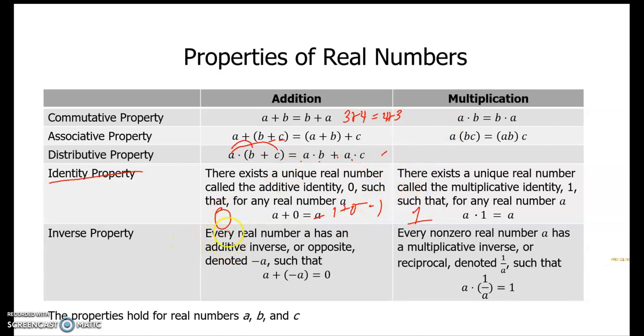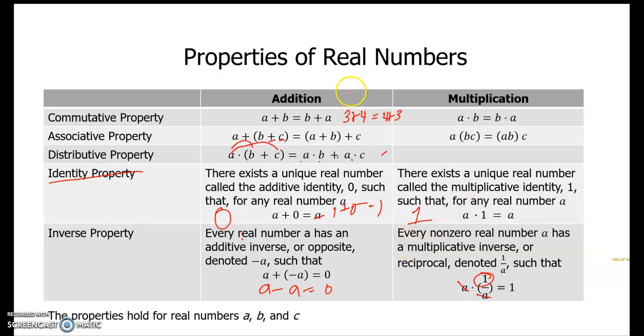And inverse property, every real number has an additive inverse or opposite, denoted negative A, such that A plus negative A is equals to 0. Siyempre, ang labas kasi nan is A minus A is equals to 0. And dito naman, ayan, makakancel lang siya. So, maiwan yung 1. Okay, so the properties hold for real numbers A, B, and C.